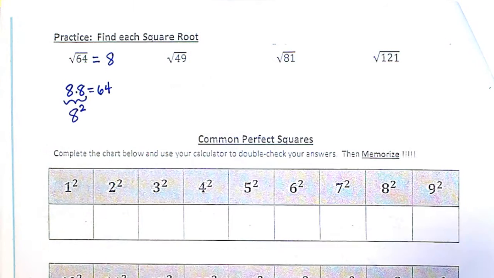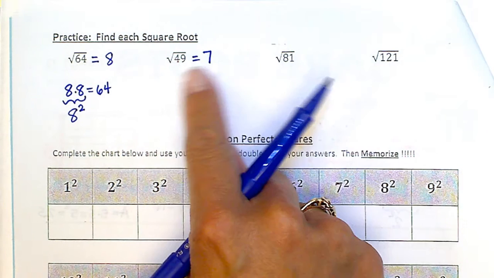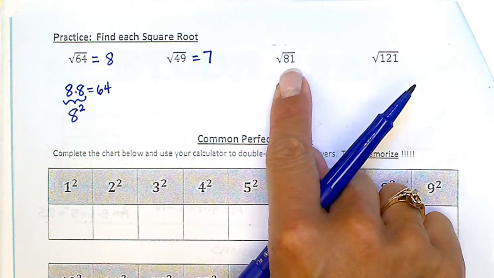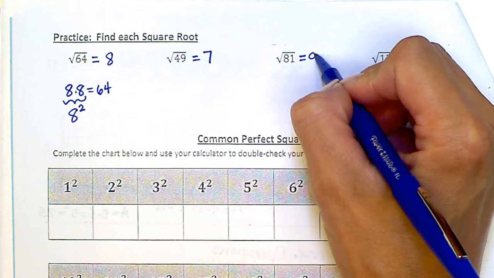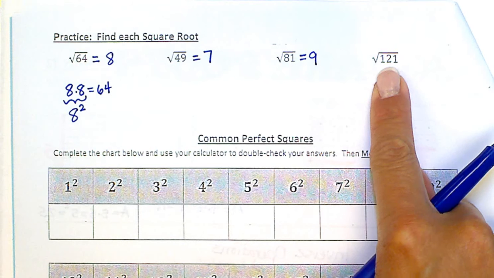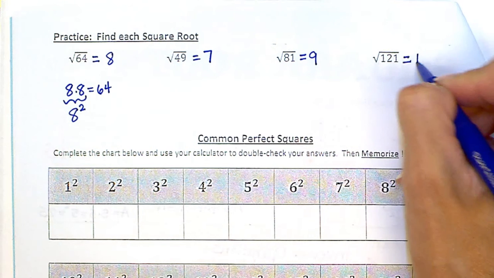All right, what number times itself is 49? That would be 7 times 7, so my answer is just 7. What number times itself would give me 81? So the square root of 81 is 9. And the last one up here on the top, what number times itself is 121? Well, the square root of 121 is 11.